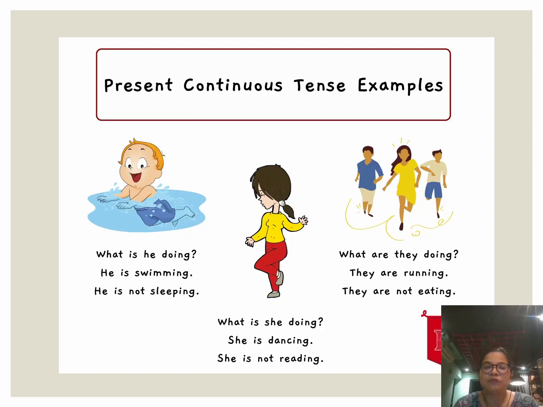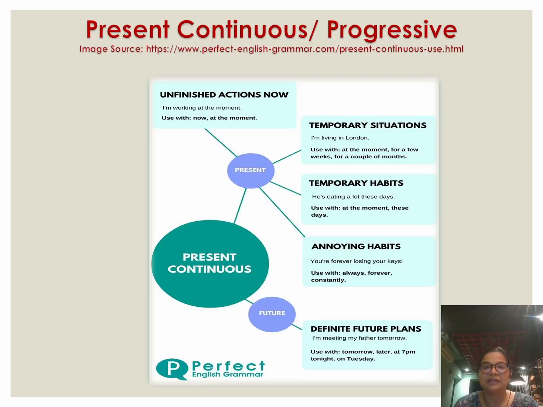For example, what is he doing? He is swimming. He is not sleeping. So we see is and then the verb, then ing. What is she doing? She is dancing. She is not reading. What are they doing? They are running. They are not eating. So here you see present continuous, or present progressive.